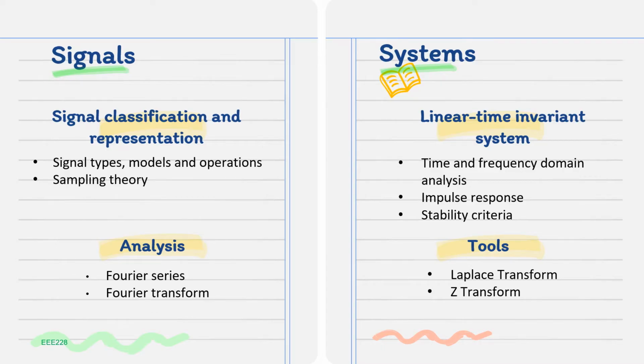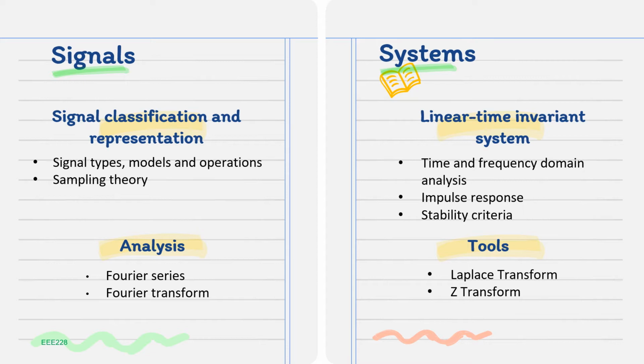Well, as the title of the course suggests, there are two main parts of this course, which are the signals and then we have the systems. First, you learn about signal classification and representation. You learn how we represent a signal and what are the different classifications of signals. You learn the basic signal types, which signal types are the models, and some basic operations of signals.